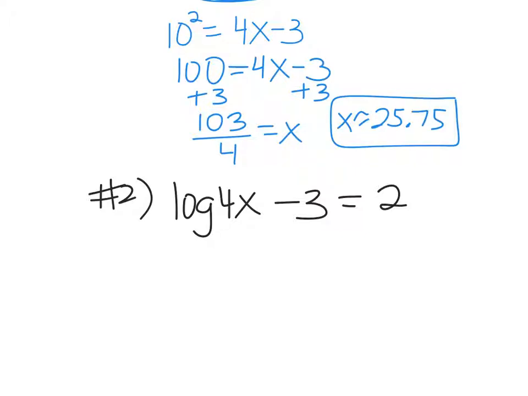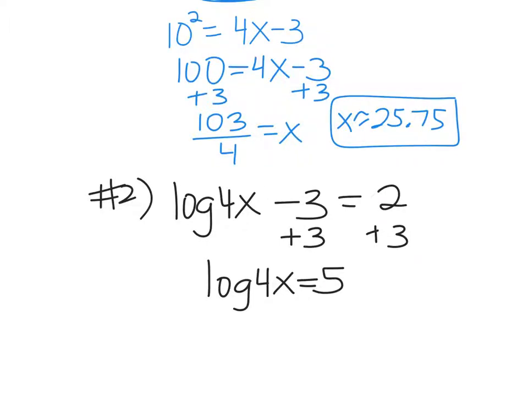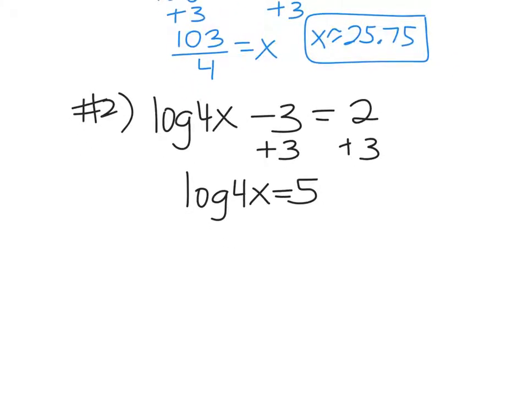So the first thing I need to do, anyone know? Isolate the log. Perfect. Did you guys get that? Isolate the log. Add 3 to both sides. So you get the log of 4x is equal to 5. That's it for that first part. Now we need to solve for x, okay?